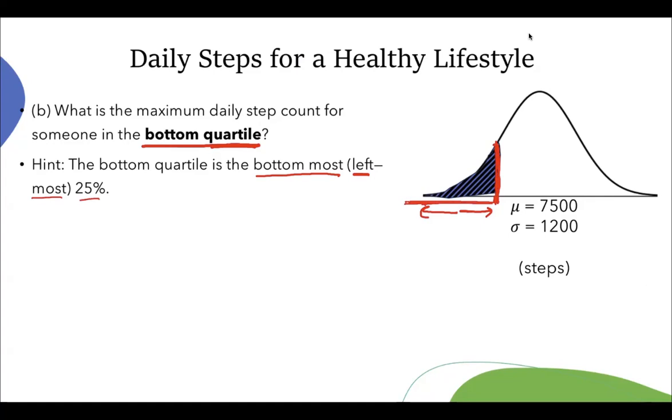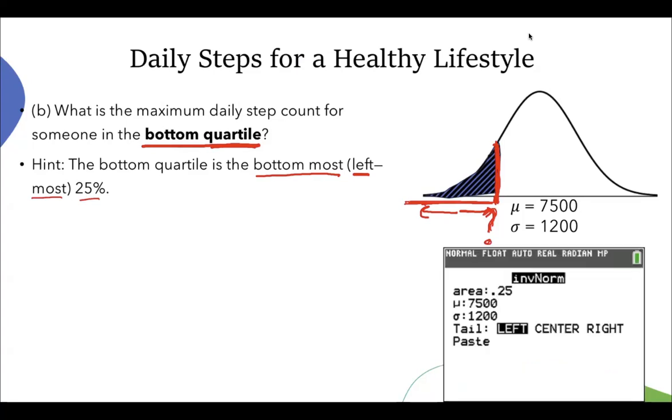So that's the question. What is the maximum? What is that vertical line? That's what this question is asking you to find: the step count at that vertical line. Again, you use inverse norm. We put in 0.25, making sure the tail says left, and 7,500 and 1,200 for the mean and standard deviation. Since the center is 7,500, the value at the vertical line has to be less than 7,500, and what comes out is, yes, 6,690.61 steps.